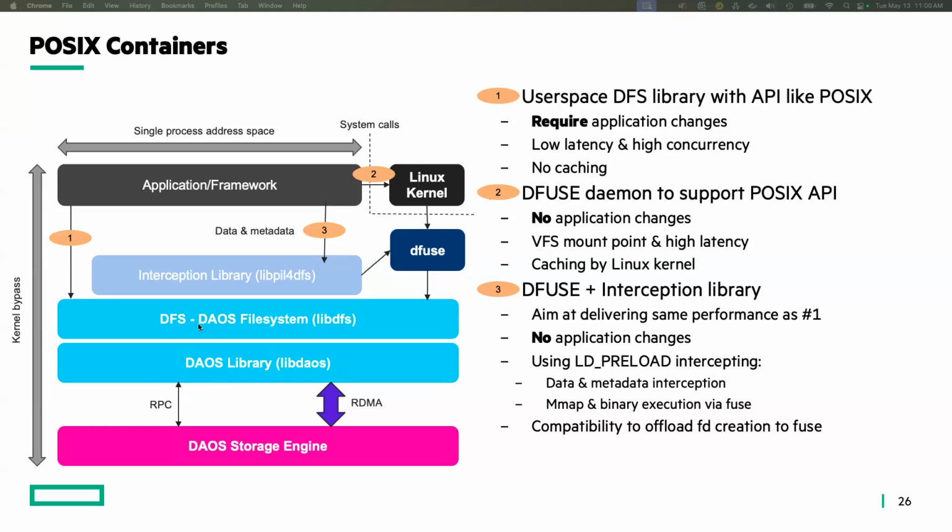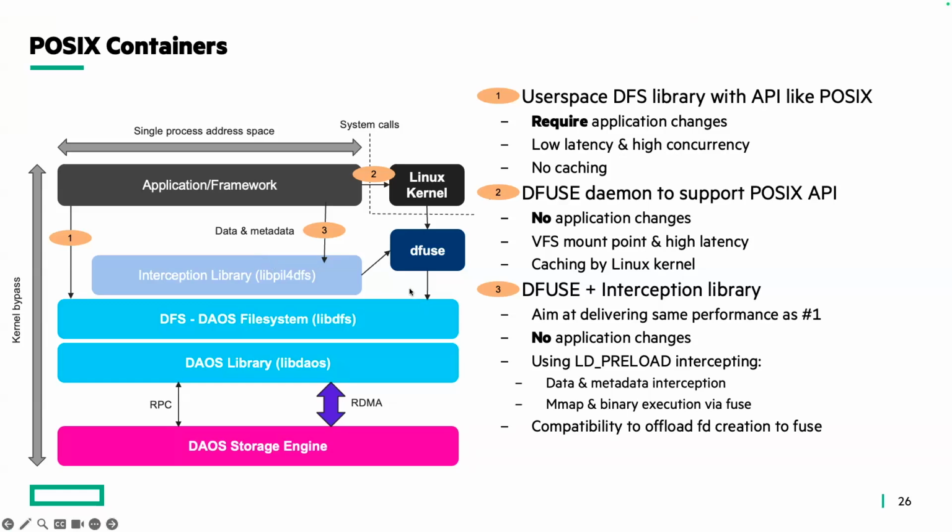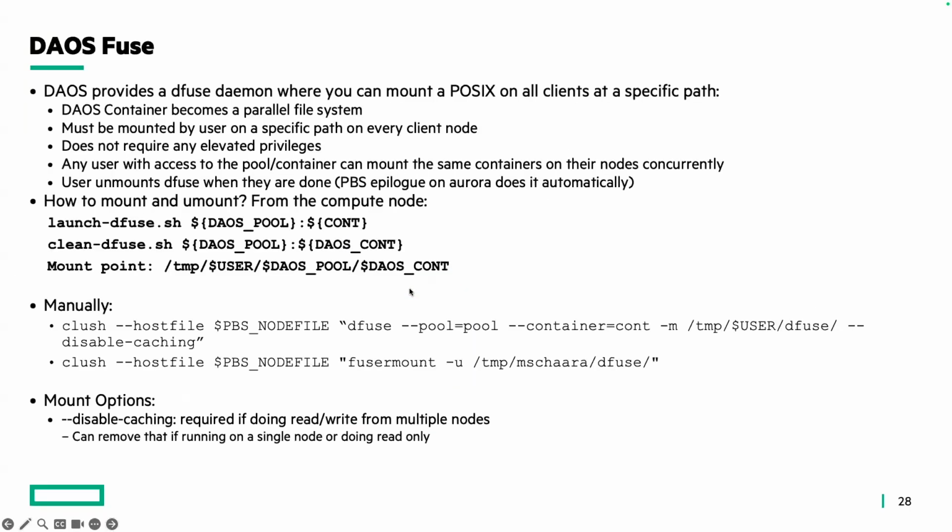The DFS is easier because it's very similar to POSIX, but it still requires application changes. And there are a lot of examples in our documentation if you want to use the DFS. But today we are going to focus on POSIX using dfuse and the interception library. Let me switch here. So dfuse.